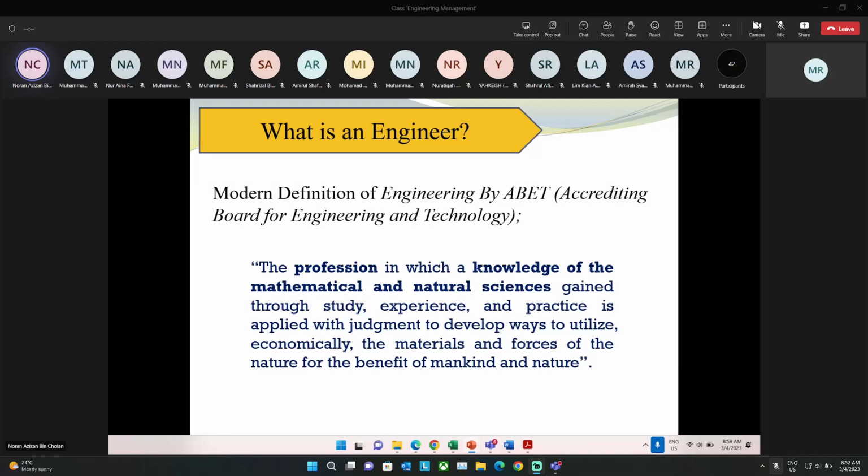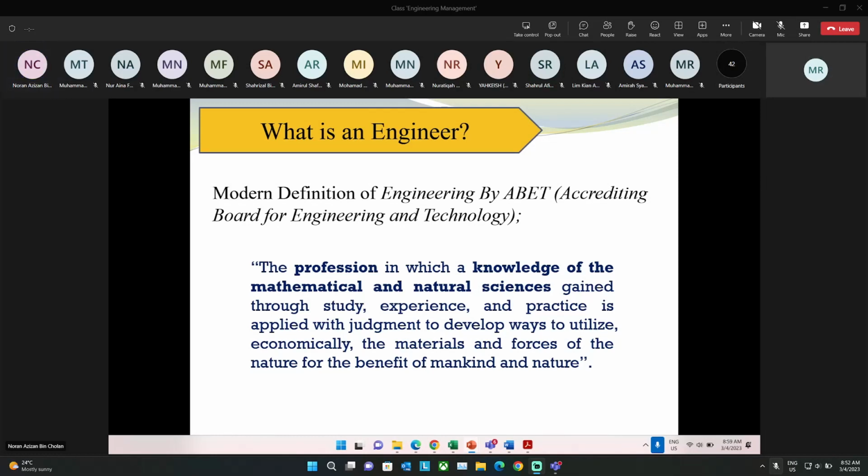Okay, next line, we go to another definition of the engineer. If you read here, the profession in which a knowledge of the mathematical and natural sciences gained through study, experience, and practice is applied with judgment to develop ways to utilize economically the material and forces of nature for the benefit of mankind and nature.